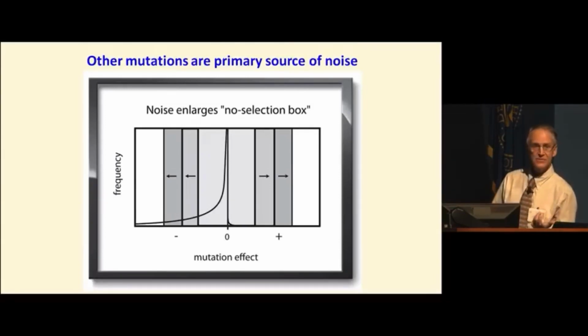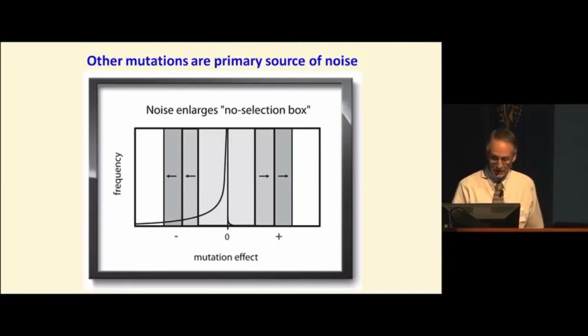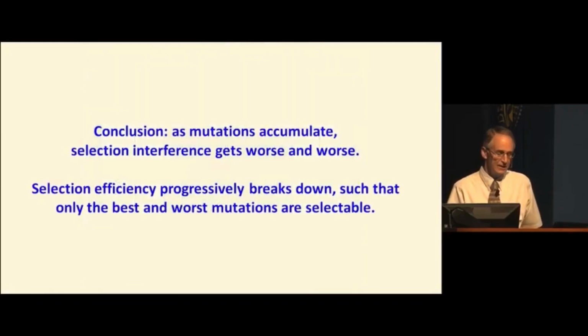depending upon different types of noise, like environmental noise and other issues. But the biggest interfering factor for selection is the other mutations. If you have too many mutations, good and bad, everything cancels out and you have a huge no selection zone. The conclusion is that as mutations accumulate, selection interference gets worse and worse, and so selection efficiency progressively breaks down such that only the best and the worst mutations are selectable.